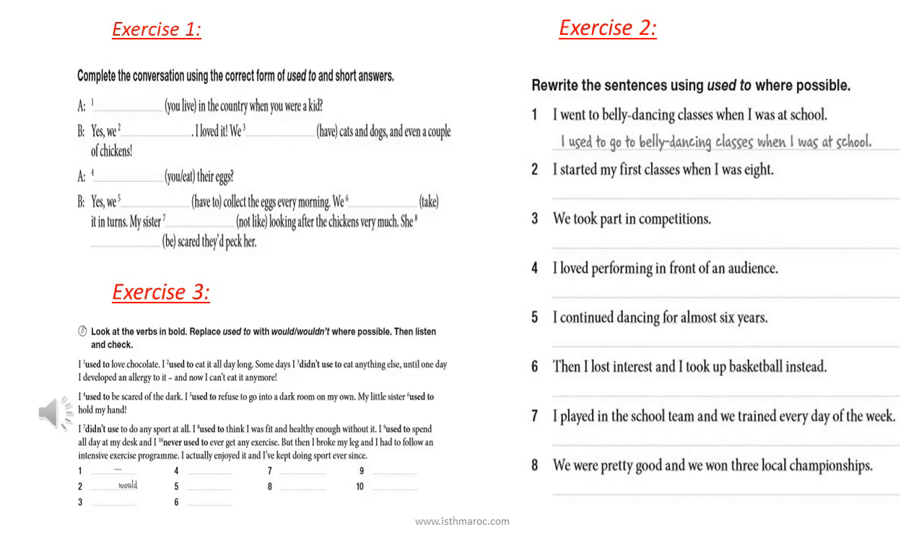Exercise 1, complete the conversation using the correct form of "used to" and the verbs in the box. Some days I wouldn't eat anything else. Until one day I developed an allergy to it, and now I can't eat it anymore. You've got blank spaces which you are supposed to fill. Exercise 2, rewrite the sentences using "would" or "used to" where possible. You've got there 8 sentences. For example, number 1, which is already done.